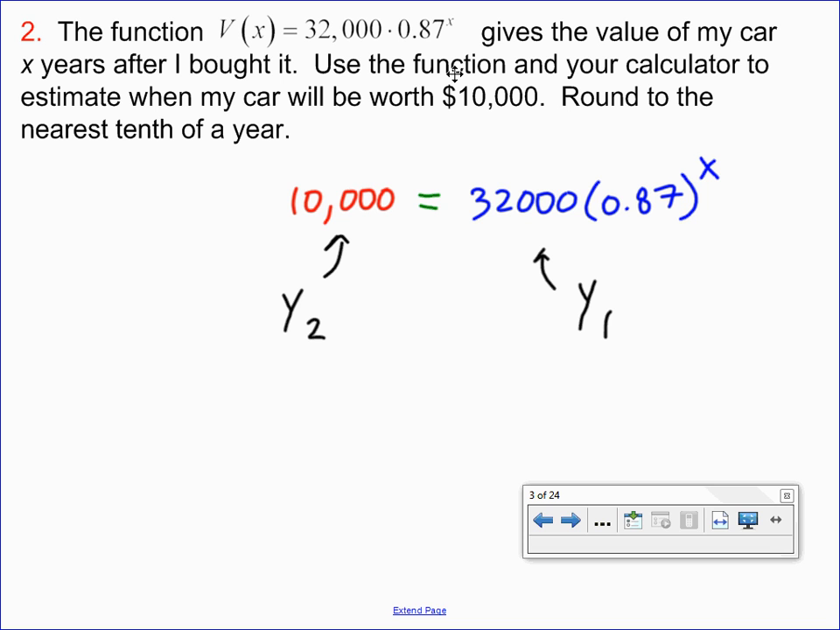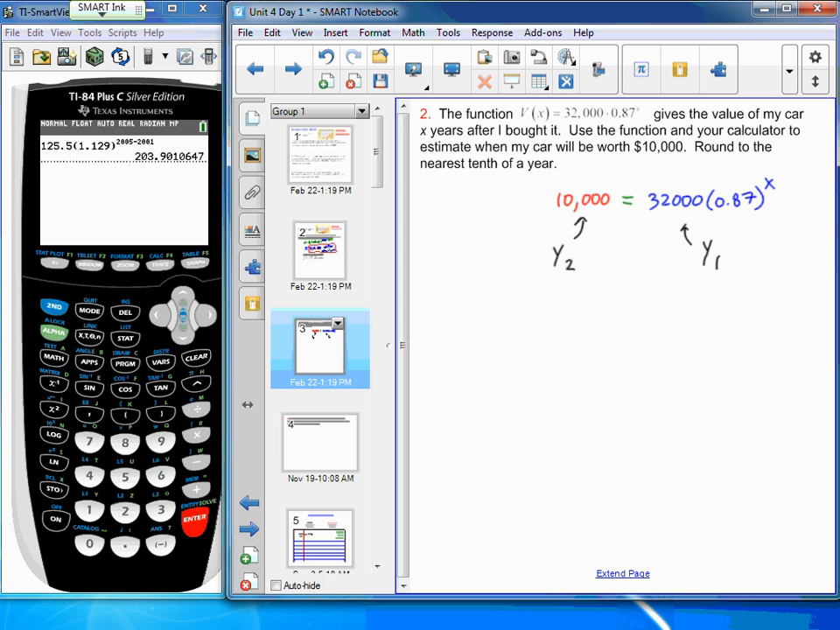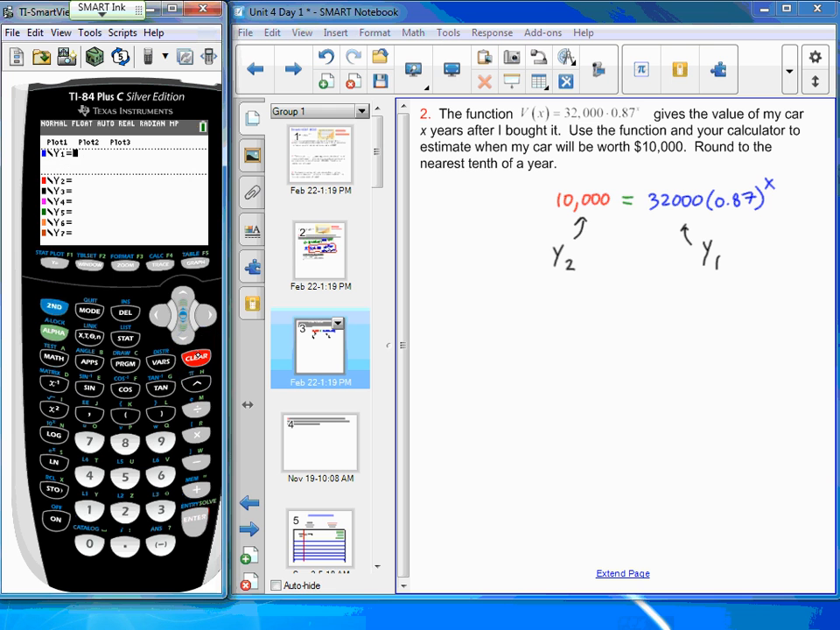So everybody, let's do this on a graphing calculator. Please go to the graph. We'll clear out our existing y equals menu.